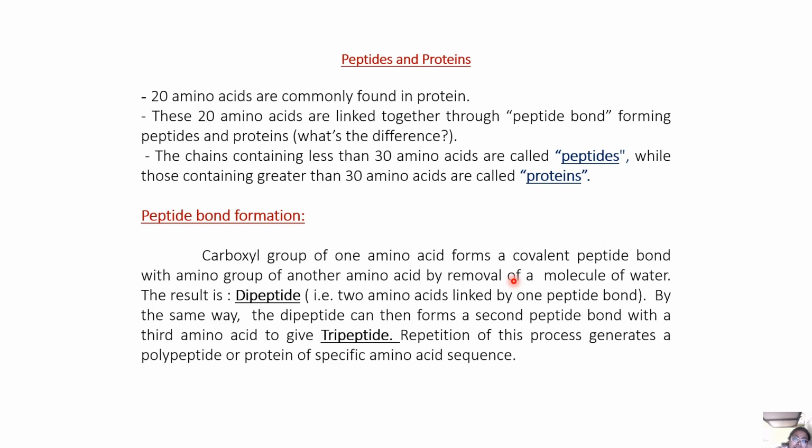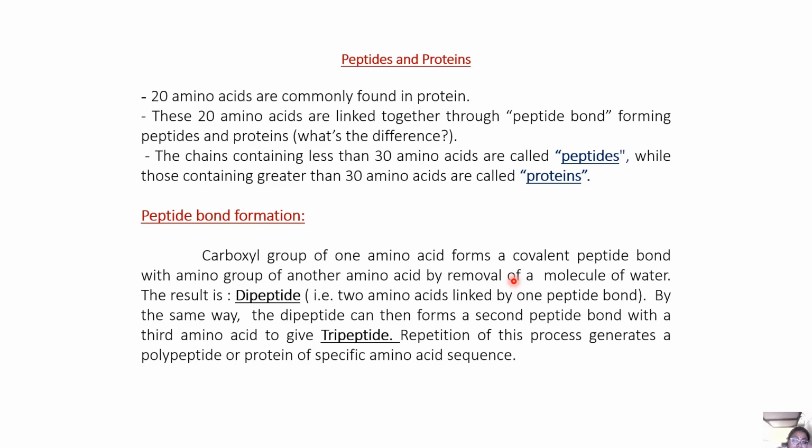These 20 amino acids are linked together through peptide bonds, forming peptides and proteins. The chains containing less than 30 amino acids are called peptides, while those containing more than 30 amino acids are called proteins. Now, how does peptide bond formation occur? The carboxyl group of one amino acid forms a covalent peptide bond with the amino group of another amino acid by removal of a molecule of water. The result is a dipeptide, that is, two amino acids linked by one peptide bond.